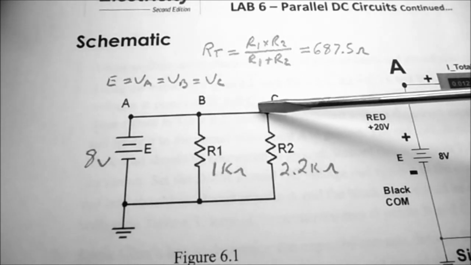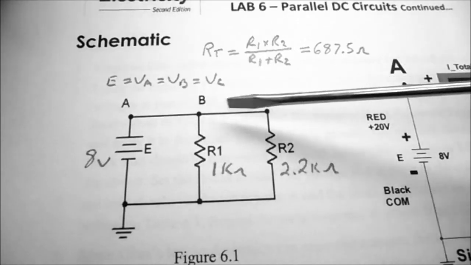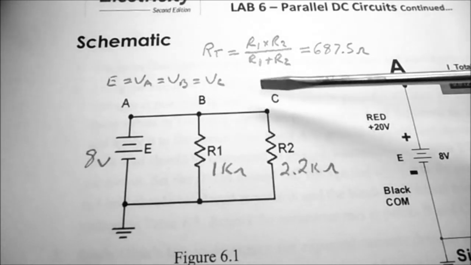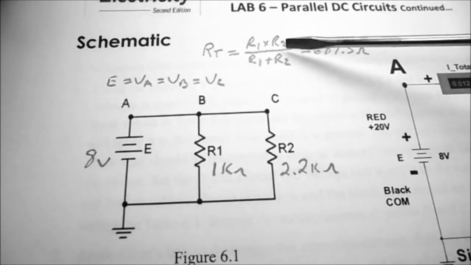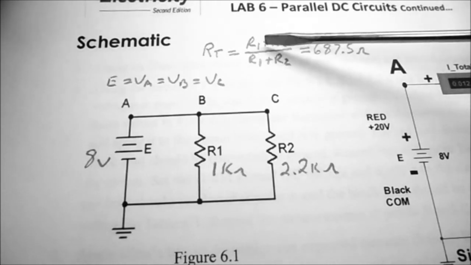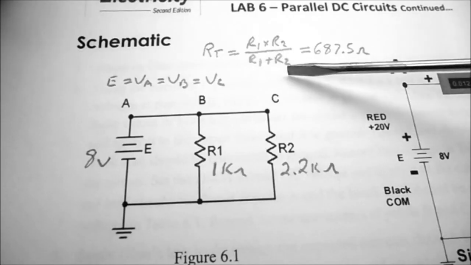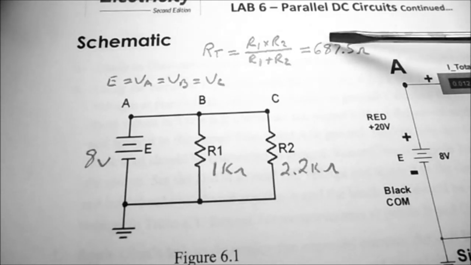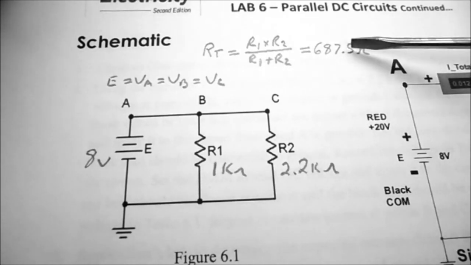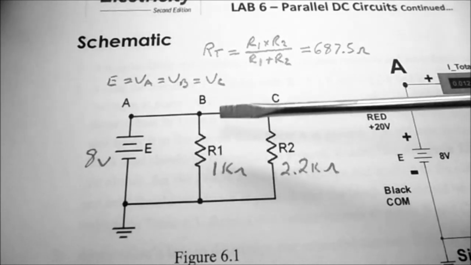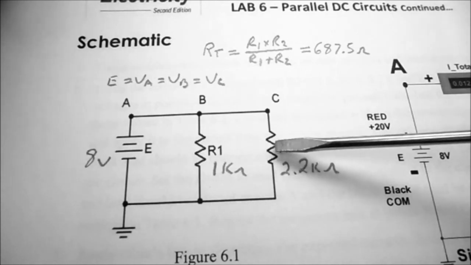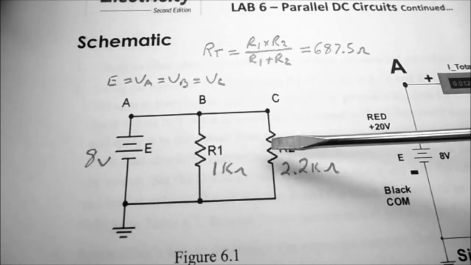So we're expecting 8 volts at point A, point B, and point C. To find RT, I'm going to take the product over the sum. So that's R1 times R2 over R1 plus R2, and that equals 687.5 ohms. Remember, in a parallel circuit, the total resistance is always going to be smaller than your smallest resistor.